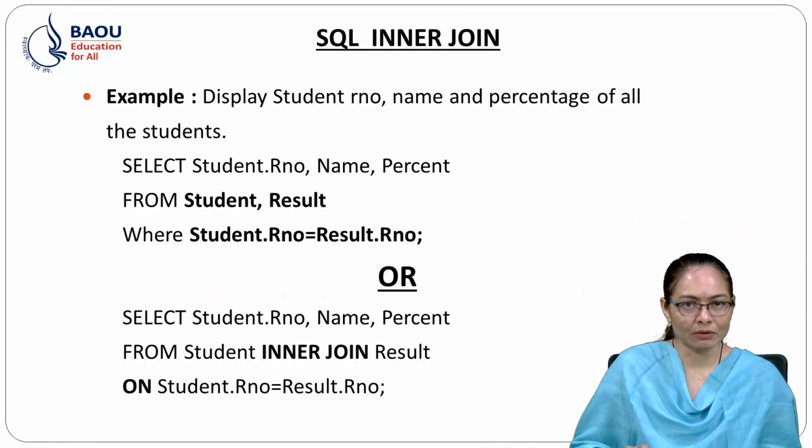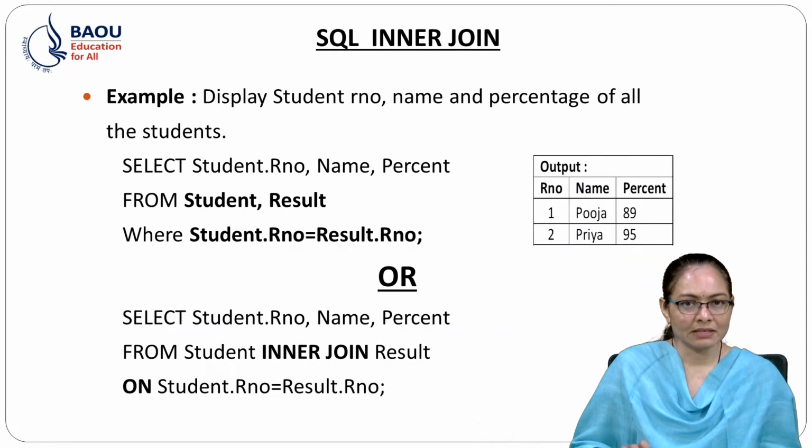Both tables have roll number 1 and 2 records. The inner join returns the intersection of the tables. Now both queries have the same output. See, the output of both queries is shown in this table. The common records from both tables will be displayed.